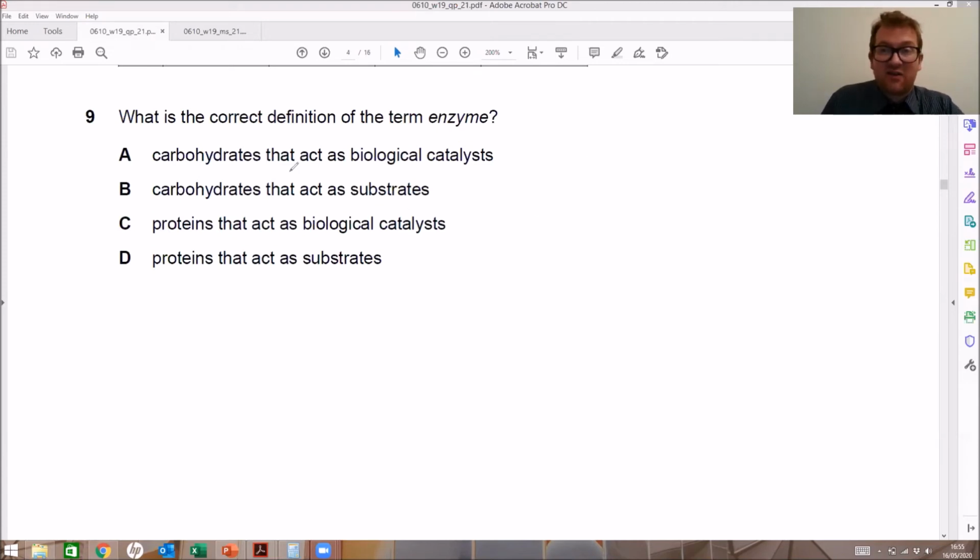Okay, so with that knowledge, we can eliminate option A, which implies it's a carbohydrate. No, enzymes are proteins. Carbohydrates act as substrates. Well, it's nothing to do with carbohydrates. Proteins act as a biological catalyst. Yes, option C is the correct answer. Option D is incorrect, although it refers to proteins that act as a substrate. Remember, proteins can be substrates, but not all substrates are proteins. However, all enzymes are made of protein.